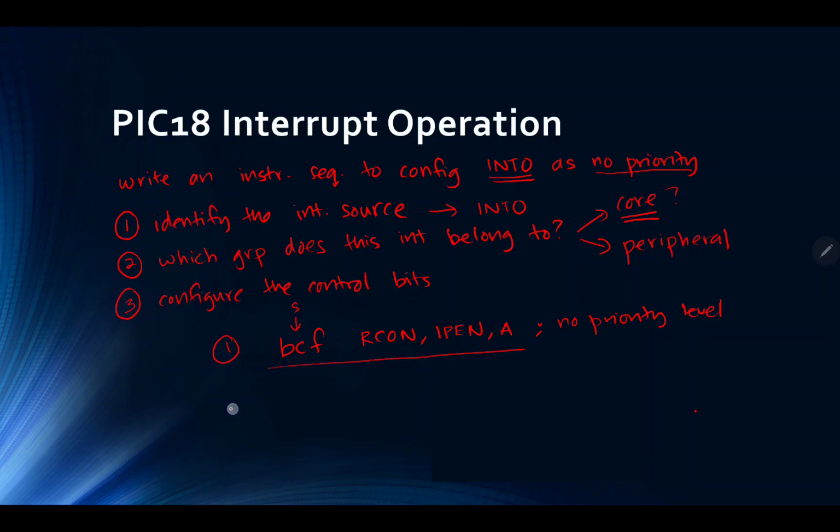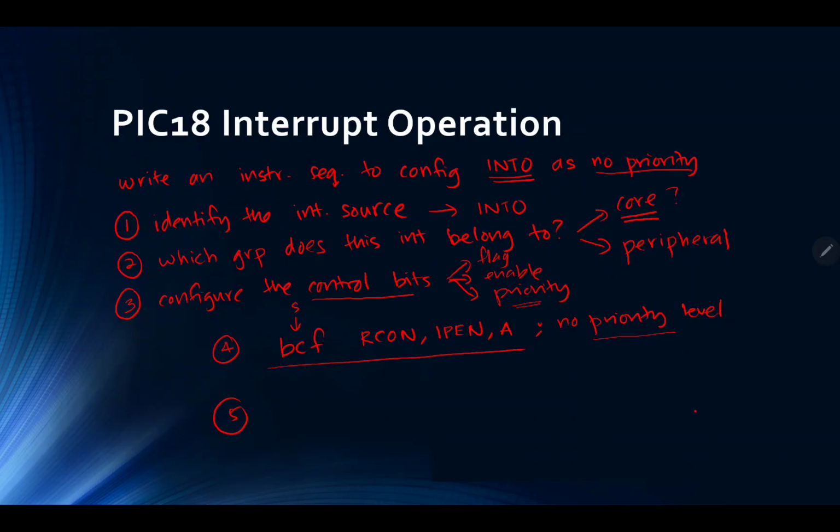The next step is we want to configure the 3 control bits. How many control bits are there? There are flag, enable, and also priority. Take note that if you already disabled the priority level, even if you set high or low priority here, it won't have any effect.